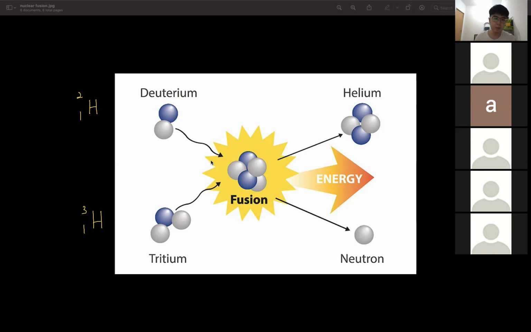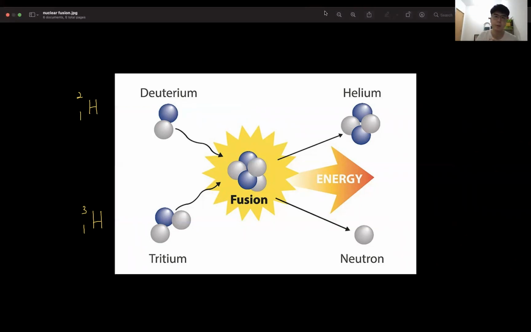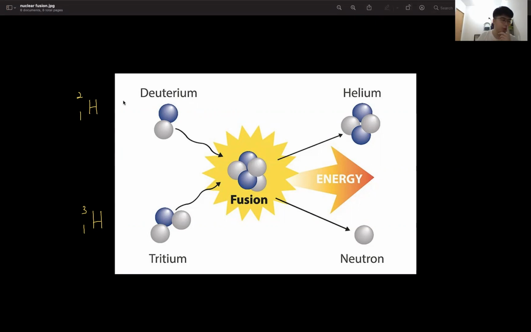Okay, now in the nuclear fusion process, what is the requirement for nuclear fusion? The requirement is that it must be at very high temperature and also very high pressure. Why do we need high pressure? Because these two nuclei are positively charged. So when you try to bring them together, when you try to fuse them, they will repel each other.